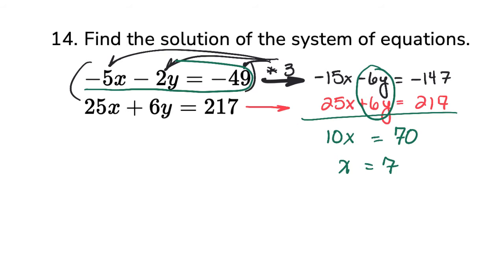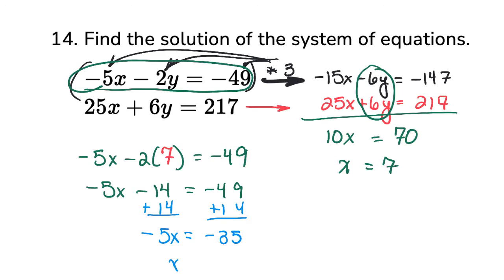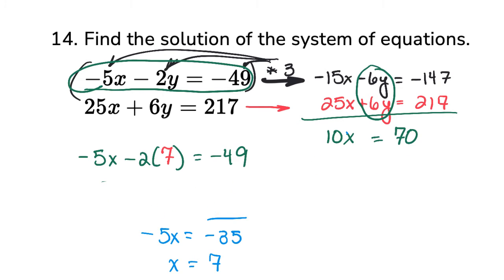I'm going to use this original equation right here. -5x minus 2 times y, but y is 7. We just found it. Equals -49. It's -14. Let's add that 14 to both sides. Two-step problem at this point. It's -35, I think. And I divide by -5. I get 7, it looks like. Oops, this should be a y. No, it shouldn't. That should be an x. Oh, crud. I substituted in for the wrong thing.